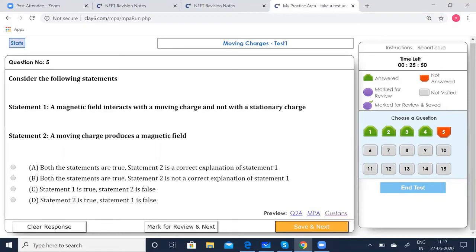The fifth question says, consider the following statements. Statement 1, the magnetic field interacts with a moving charge and not with a stationary charge. Statement 2 says, the moving charge produces a magnetic field. So, which can be the correct option? Now, this is a theoretical question. We'll quickly go through the concept.